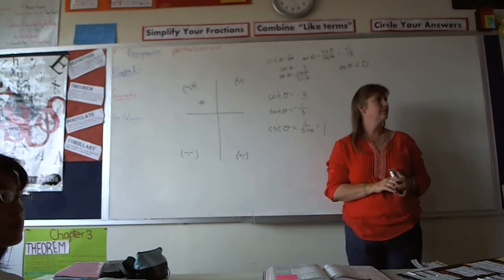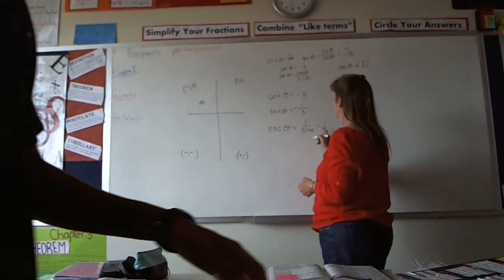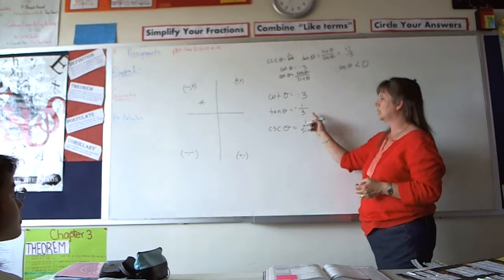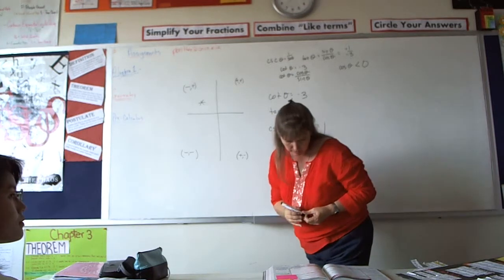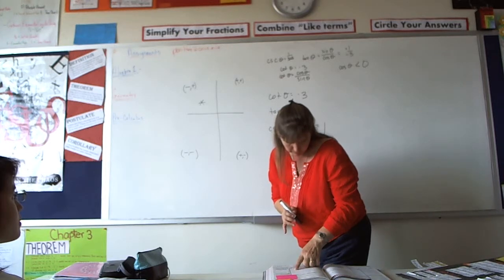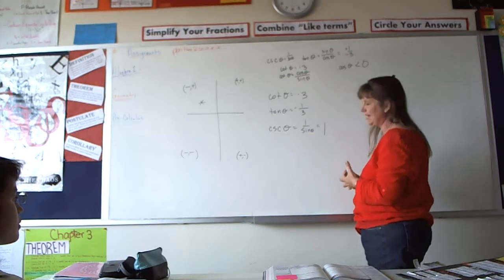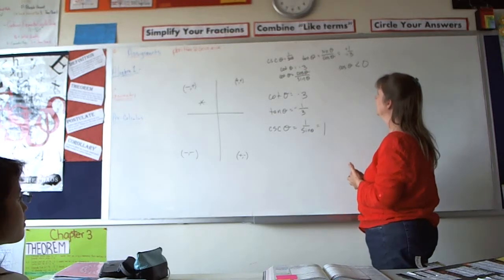Okay, say them quickly. So we've got this one's 1, and this one's 1/3. Let me check my answers. Tangent is correct. They got cosecant equals square root of 10. What did I do wrong?